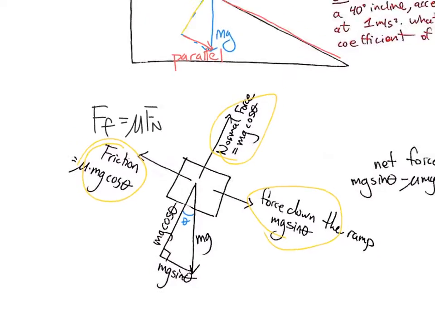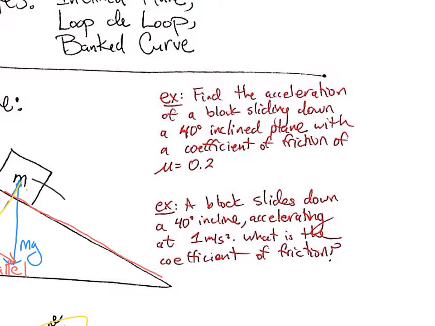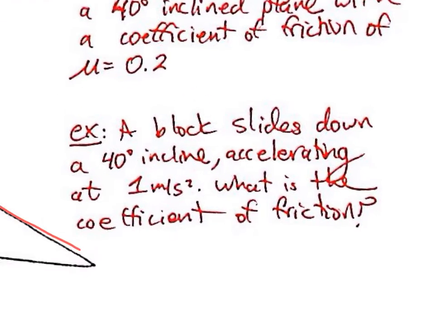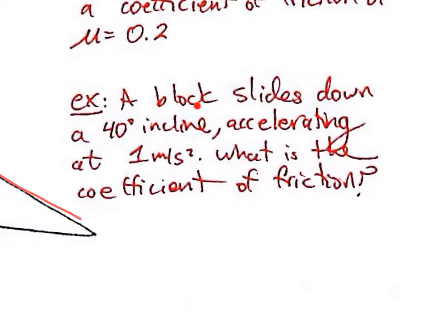Using that knowledge, I'd like you to solve two examples. One example is this: find the acceleration of a block sliding down a 40-degree inclined plane with a coefficient of friction of 0.2. So you're looking for acceleration. In the second example, a block slides down a 40-degree incline accelerating at a rate of 1 meter per second squared. What's the coefficient of friction? So we're switching up what information we're given and solving for.